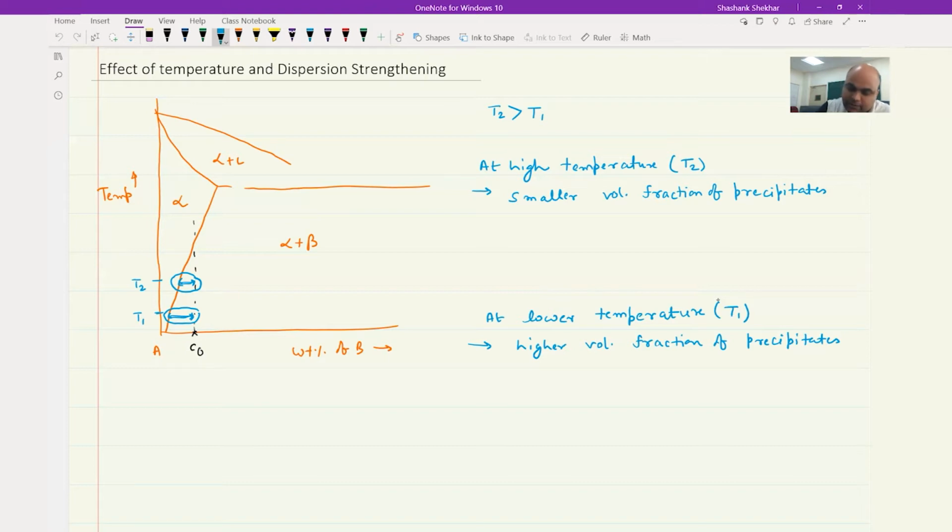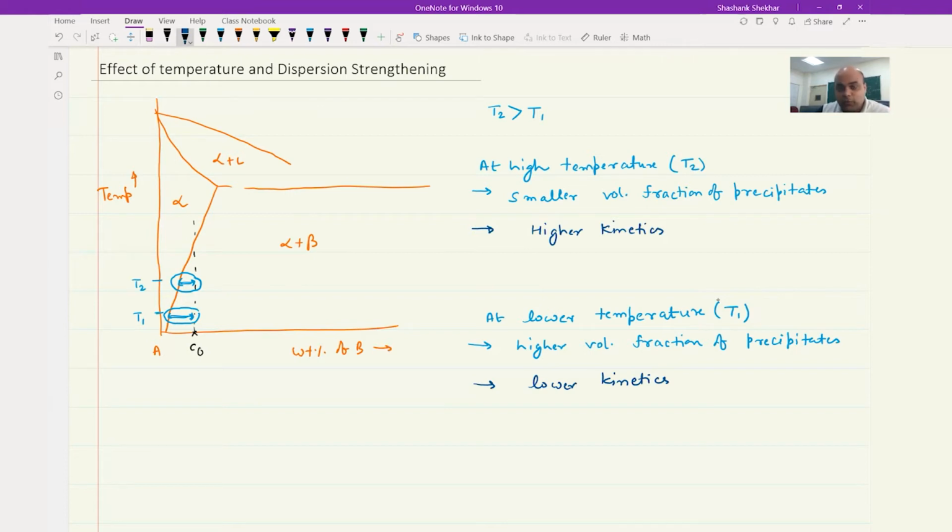Now the second is, at higher temperature you have more driving force, right? Diffusion is faster. That means you have higher kinetics. What does it mean? It means that the precipitates can form much earlier, if you are at higher temperature, because there is more diffusion, isn't it? And at lower temperature, you have lower kinetics. So as you increase the temperature, in this case from T1 to T2, the kinetics also increases. That also means that the precipitate formation is going to be faster when the aging temperature is increased.